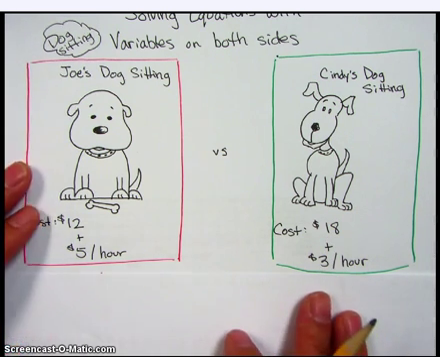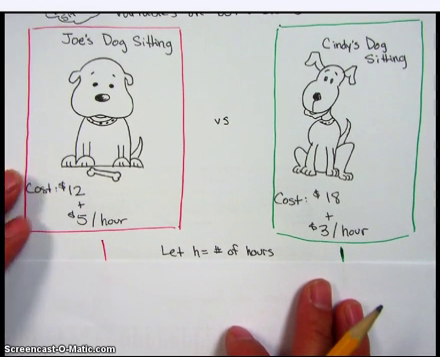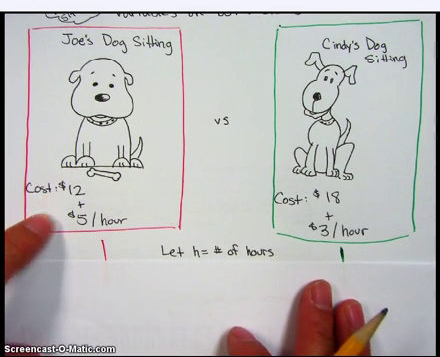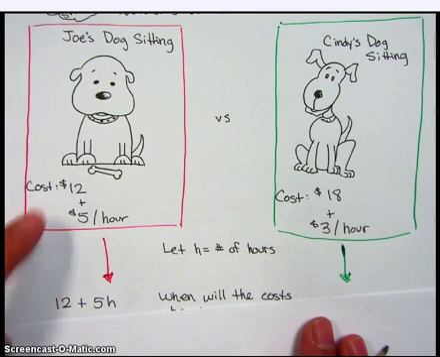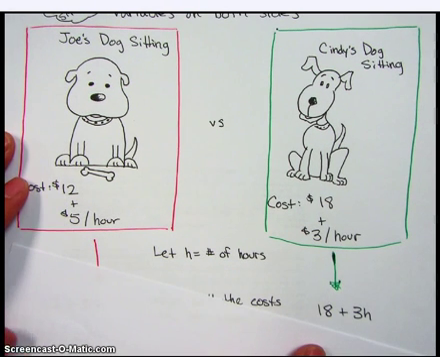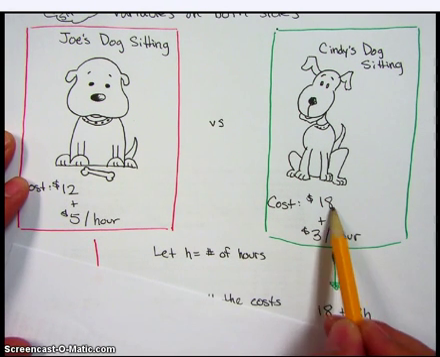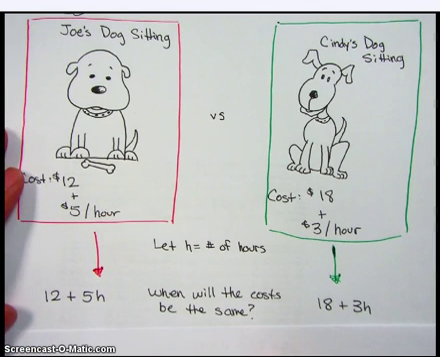Alright, so if we let H equal the number of hours, I want to come up with some expressions that will represent these scenarios. So let's take a look at the first one. First one would be 12 plus 5H. Other one over here would be 18 plus 3H. 18 to start off and $3 an hour after that. Question is, when will the costs be the same?